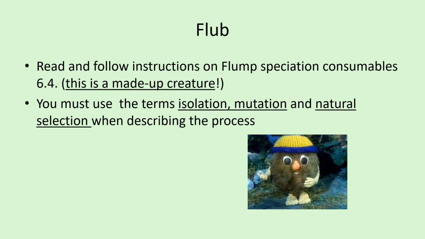Usually in class we would do the flump activity. You can find this in consumable 6.4. So you need to read and follow the instructions on flump speciation. This is a made up creature. Then you must use the terms isolation, mutation and natural selection when describing the process of speciation. Try to complete this activity before you move on to the next part of this video.